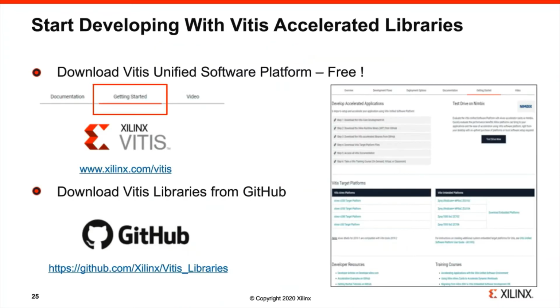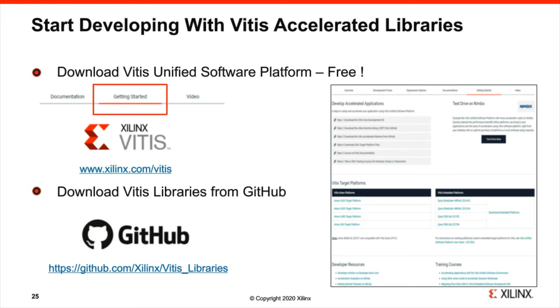Now we hope you're excited and ready to take the next step to start development with Vitis and Vitis libraries. The Vitis co-development kit and libraries are available to all developers completely free. You can download Vitis from the Xilinx download page and the Vitis libraries from GitHub. The Getting Started tab on the Vitis product page linked here has a lot of great information in one place. This includes links to download the runtime library, the Vitis target platforms, and even access to training courses that are available today. This is all you would need to start your development with Vitis.